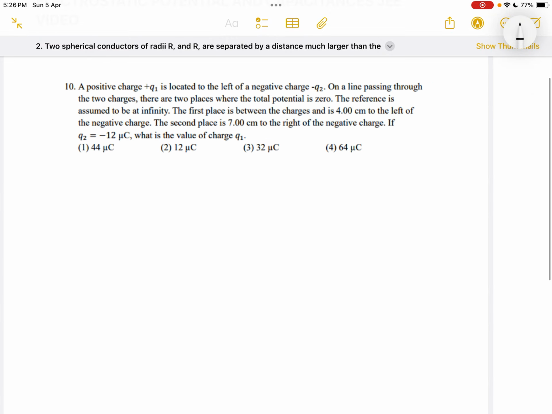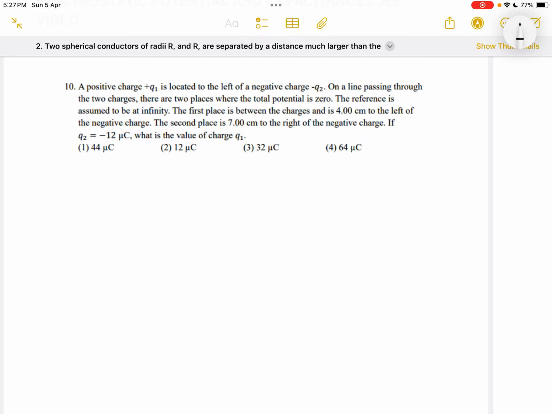Let's go further to question number 10. A positive charge Q1 is located to the left of a negative charge minus Q2 on a line joining the two charges. There are two places where the total potential is 0. The reference is assumed to be at infinity, which means the potential at infinity is 0. The first place between the charges is 4 centimeter to the left of the negative charge. The second place is 7 centimeter to the right of the negative charge. If Q2 is minus 12 coulomb, what is the value of Q1?